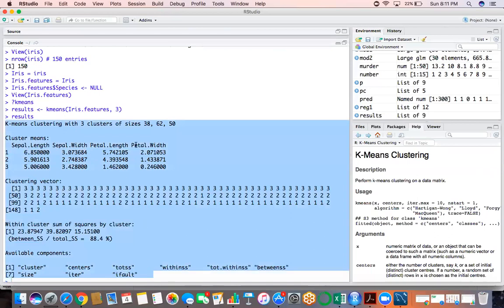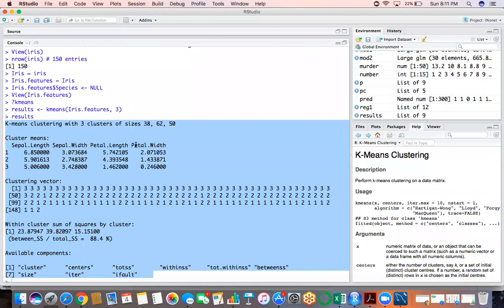The important part is k-means clustering with three clusters of sizes 38, 62, 50. So what does it signify? There are three clusters formed, as you have instructed k-means. The first cluster has 38 data points, 38 observations. The second cluster has 62 data points, and the third has 50.